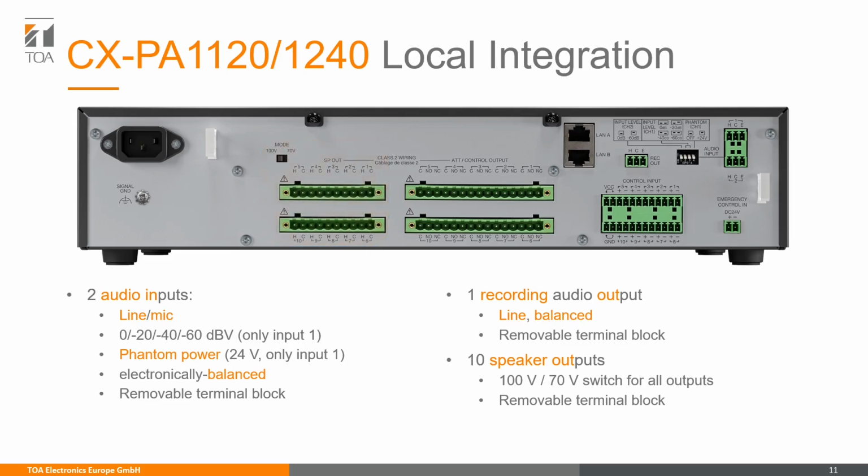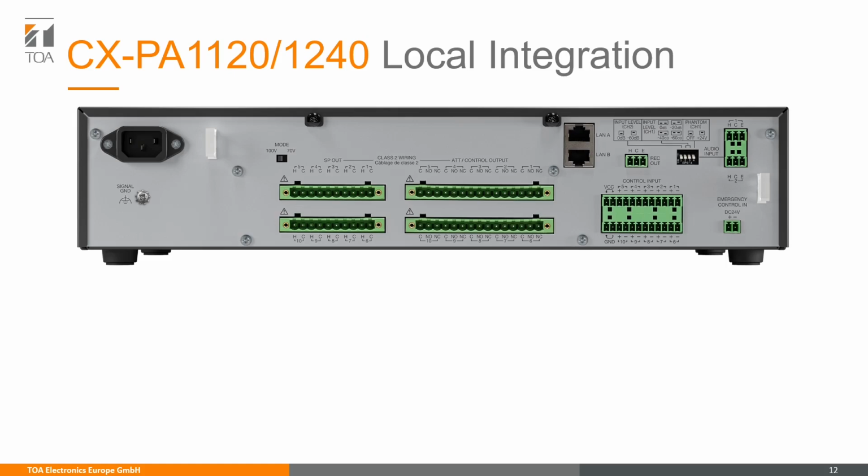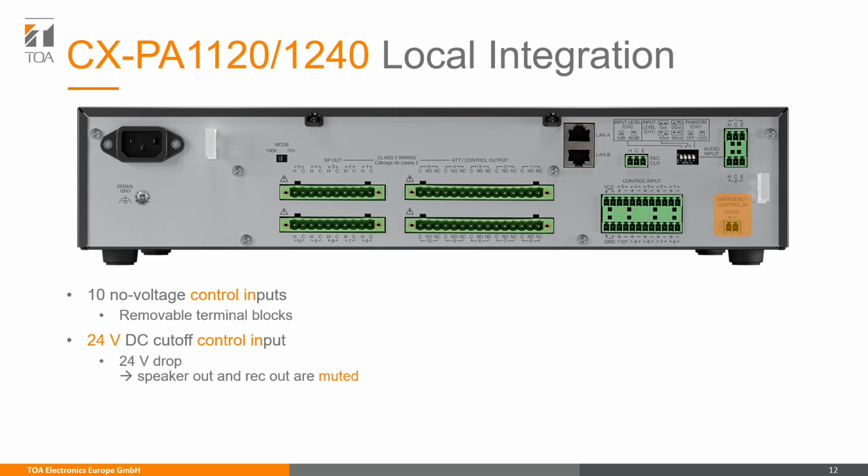Now we want to have a closer look at the control connections. On the input side, we have 10 no voltage control inputs, connectable via removable terminal blocks. And we have a 24 volt DC cutoff control input. What is this supposed to do? This input, when activated via the settings software, expects a 24 volt input. If this voltage drops, then the speaker output and the recording output are muted. This is basically an emergency turn-off function triggered by an external system. Again, this input is connected via terminal block.